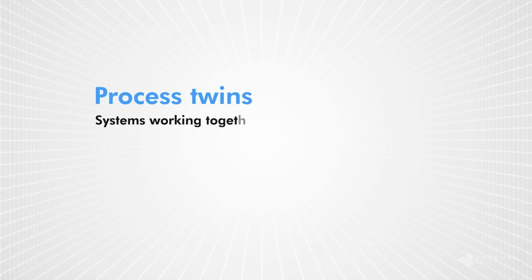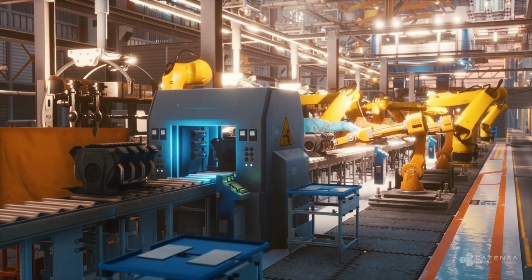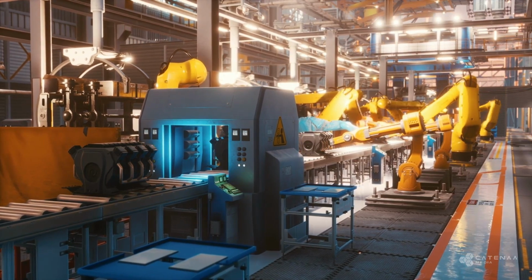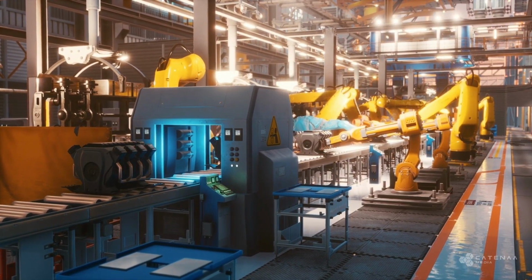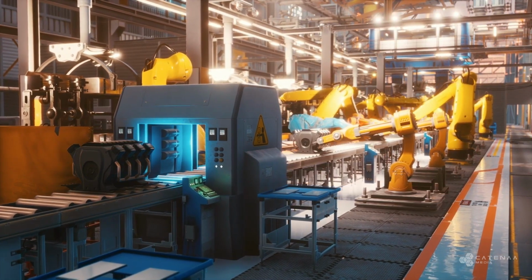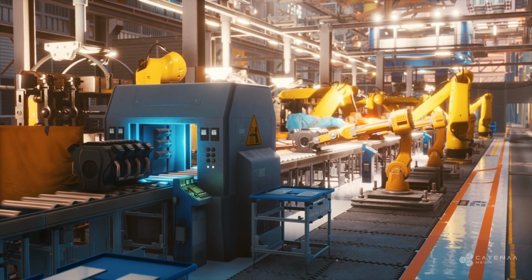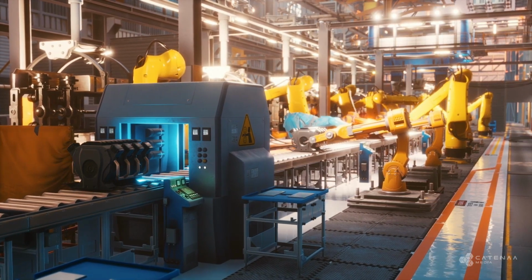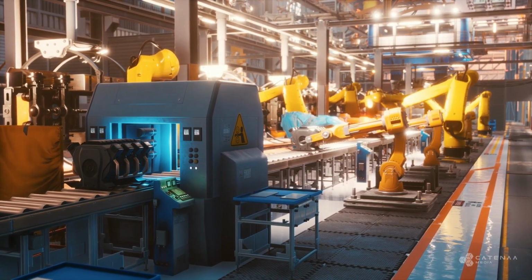Process twins. Systems working together to create an entire process. For example, manufacturing process digital twins are used in manufacturing to replicate and optimize production processes. Factories use digital twins to simulate how their assembly lines work and find ways to improve efficiency and reduce errors.